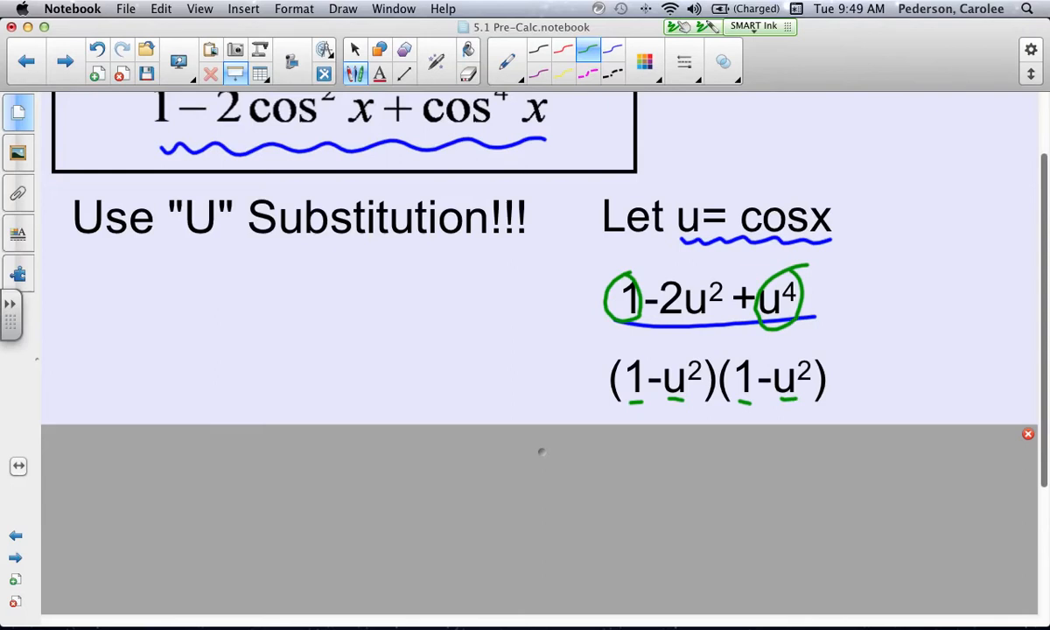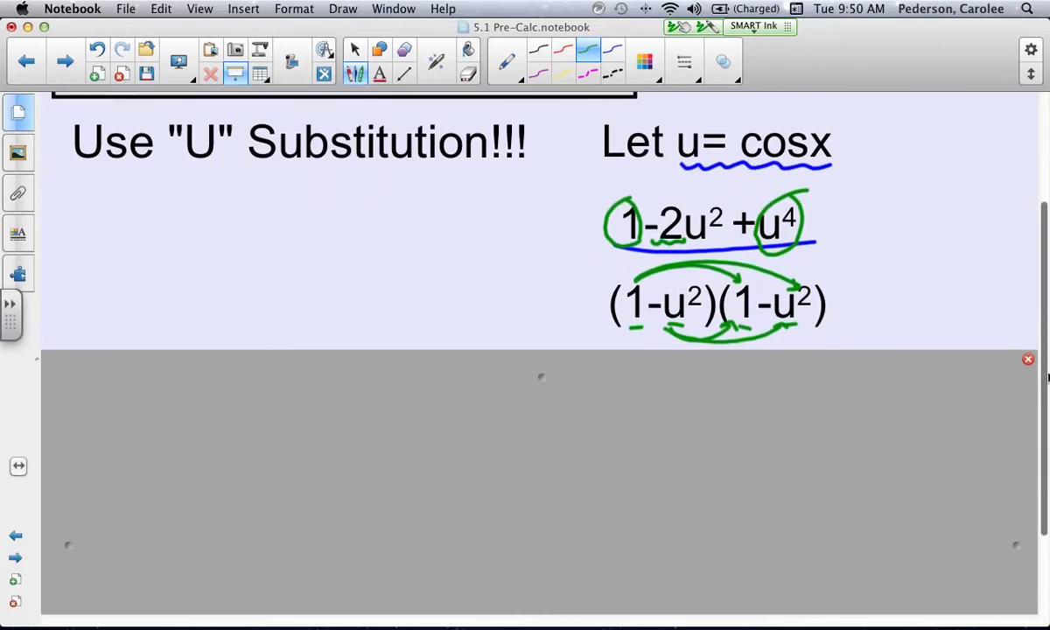Well, you want your middle terms to combine to -2. So if I were to FOIL this back out, maybe you can just do it in your head. 1 times 1 is 1. 1 times -u squared is -u squared, so there's one of the -u squared. Multiply again, -u squared, so now we have -2u squared, and then -u squared times -u squared is a positive u to the 4th.